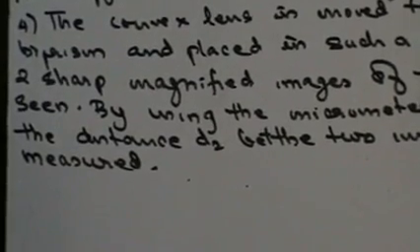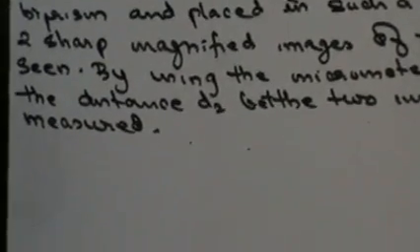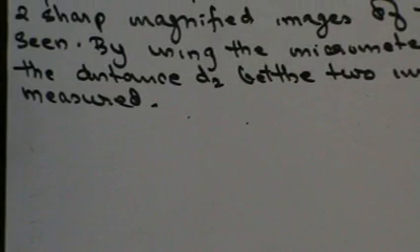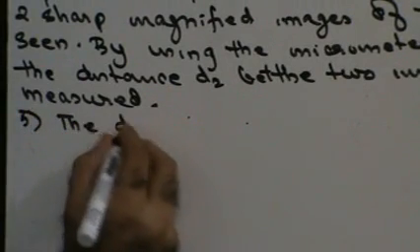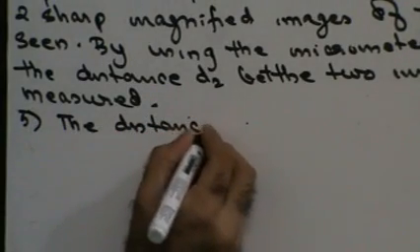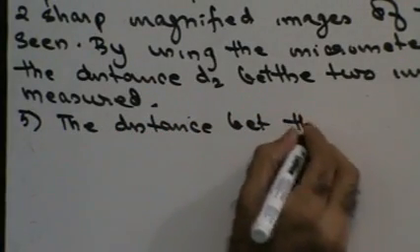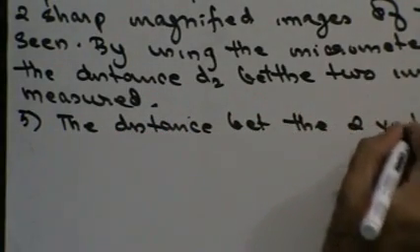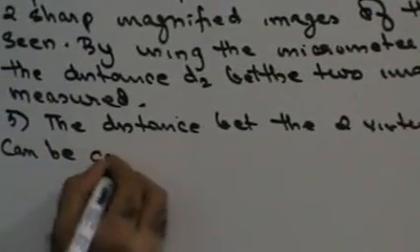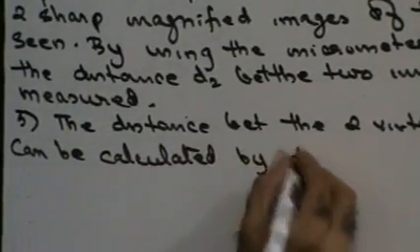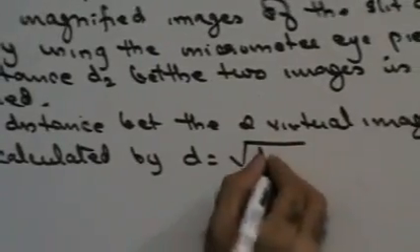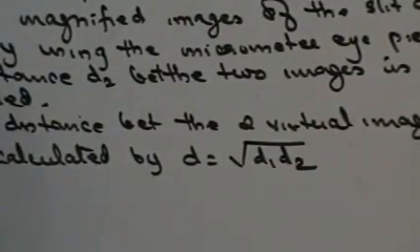Right? Once you have this, then I can say that the distance between the two virtual images can be calculated by the formula d is equal to square root of d1 into d2, right?